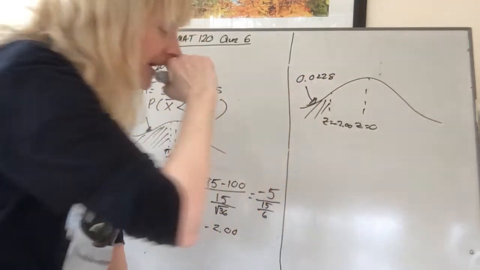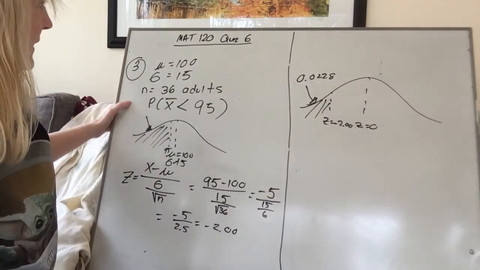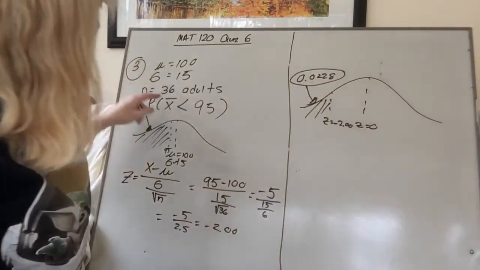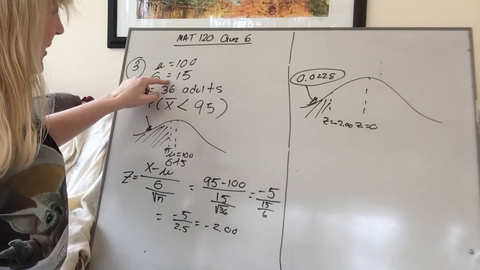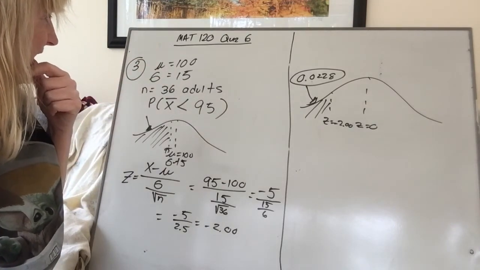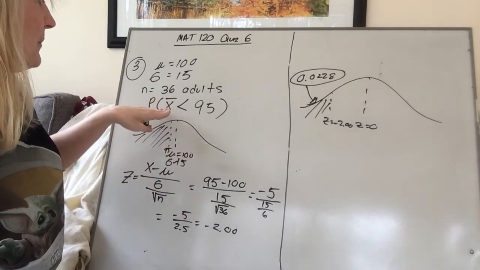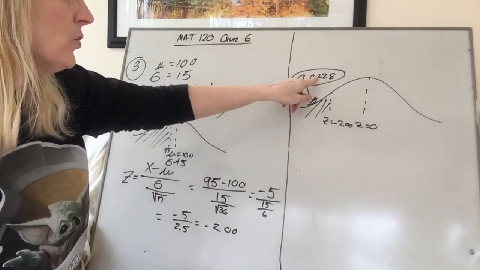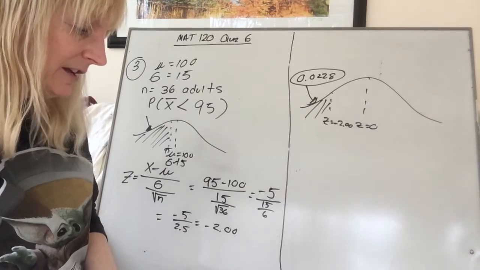So that's giving you the area to the left. That's the way it works. So that would be the answer, you guys. That means if you had 36 people with a population mean of 100 and a standard deviation of 15, what would be the probability that the sample mean is less than 95 for those 36 people? It would be 0.0228, so 2.28%.